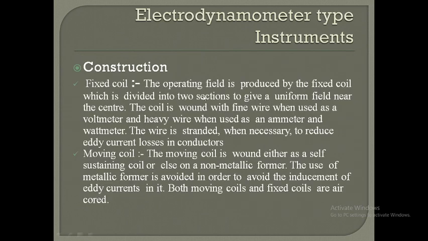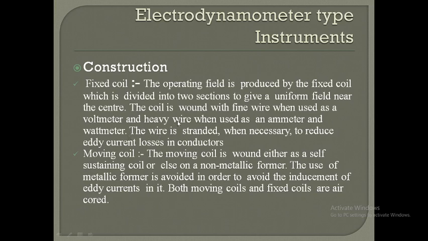There is the fixed coil. The operating field is produced by the fixed coil, which is divided into two sections to give a uniform field near the center. The coil is wound with fine wire when used as a voltmeter and heavy wire when used as an ammeter and wattmeter.